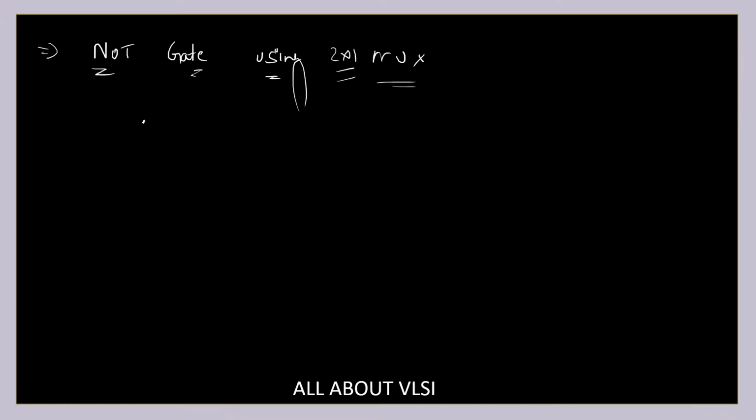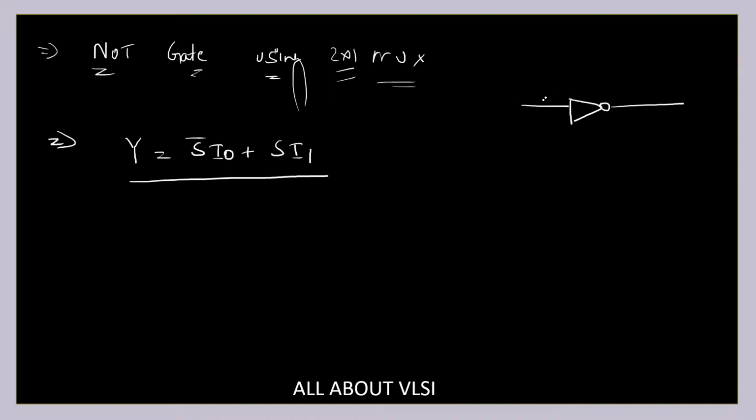We can take the equation of the 2 cross 1 multiplexer, which is Y equal to S complement into I0 plus S into I1. This is the equation of my 2 cross 1 multiplexer, right? Now, what do I need? I need a simple NOT gate where if I give A over here, I get A complement. This is my requirement.